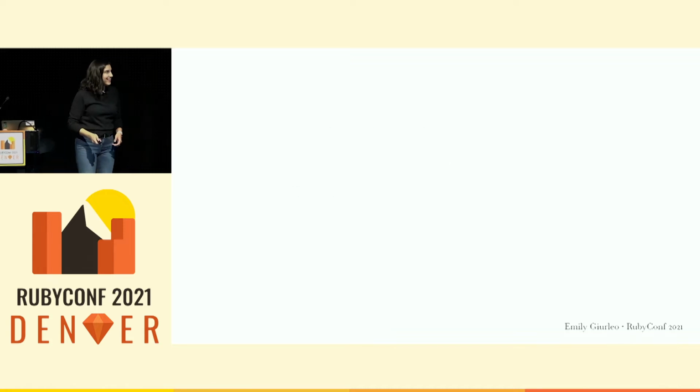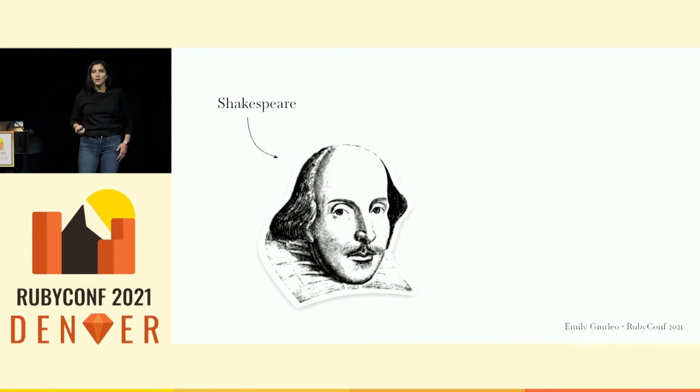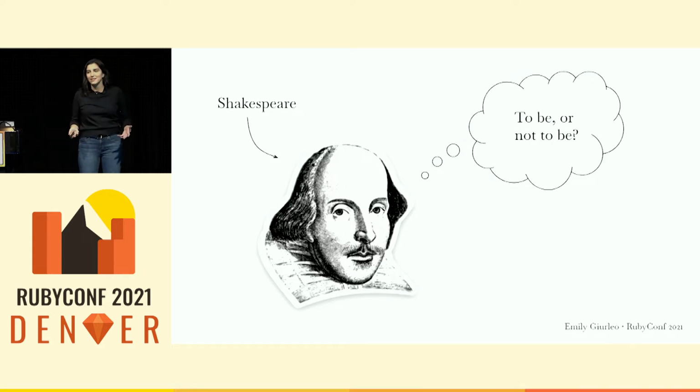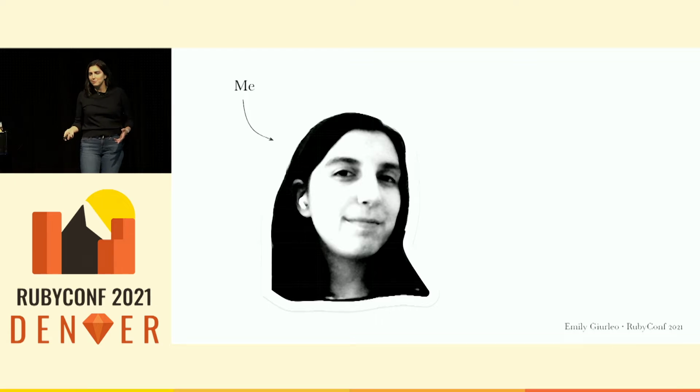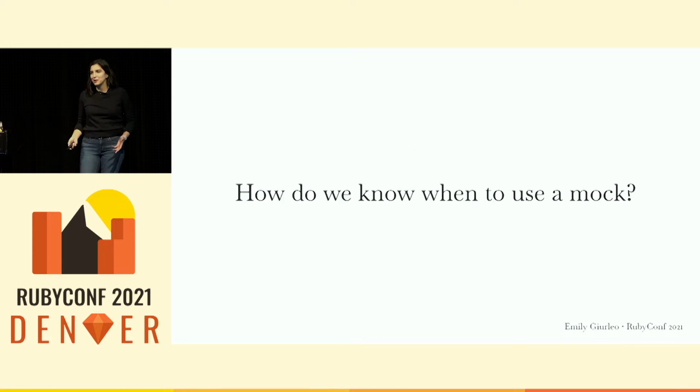So, around the year 1600, William Shakespeare wrote Hamlet's "to be or not to be" soliloquy, which would go on to become one of the most widely recognized texts in the English language. Now, while Shakespeare was contemplating questions of life or death, I've been thinking about a different question, which is: to mock or not to mock. And more specifically, when we're writing tests for our code, how do we decide when to use a mock?